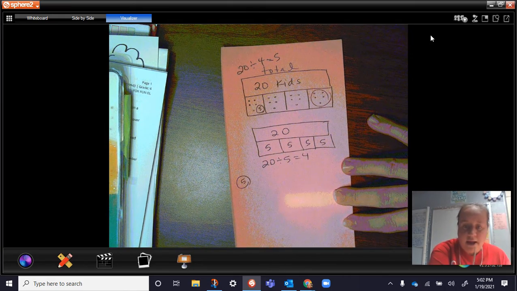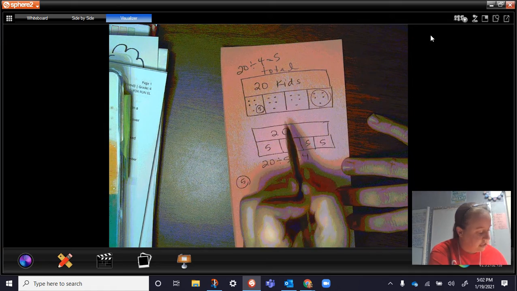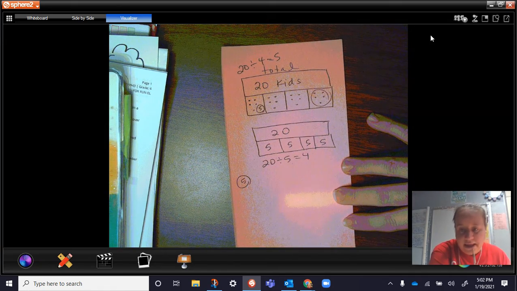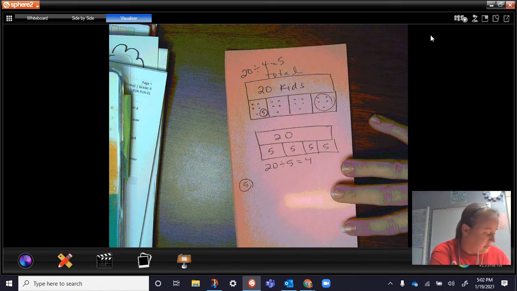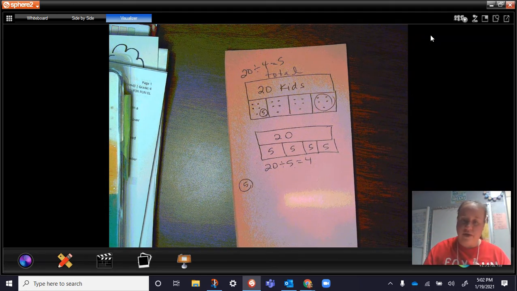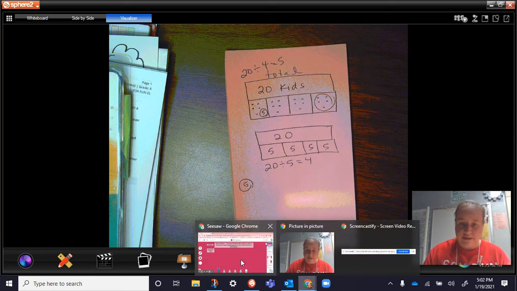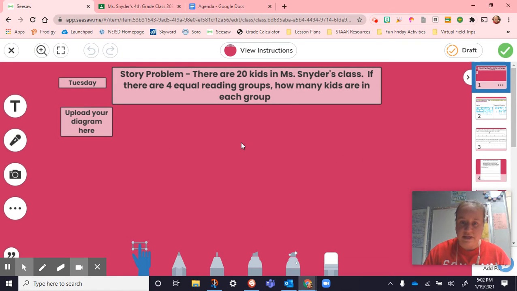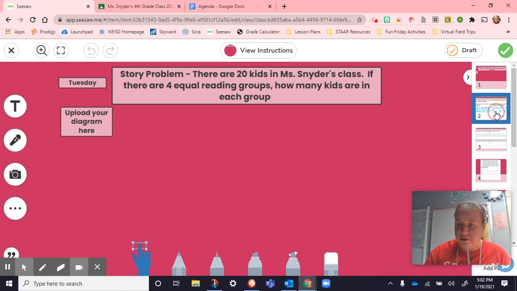Either way, your strip diagrams are going to look very similar, where you're starting with the total and then you're repeatedly taking out those groups and getting your answer that way. So we did that, and then kids did their diagram here, took a picture of what they did and uploaded it there.